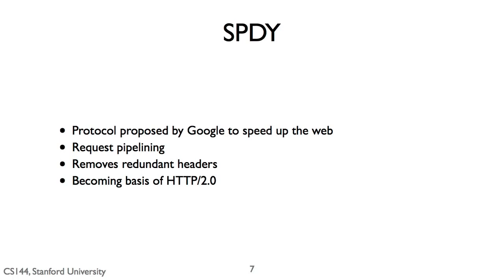SPDY also removes redundant headers. Open up Wireshark and look at some HTTP requests and responses. Very often, there's a lot of redundant information in each response and request. If you could just set some parameters such as the browser type for the duration of a session, rather than send it each time, that would speed things up a lot.